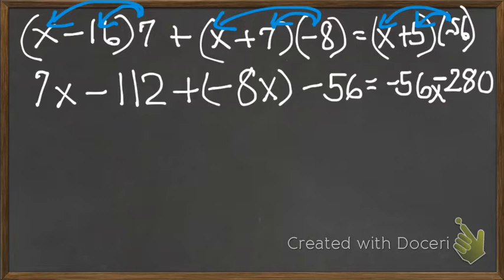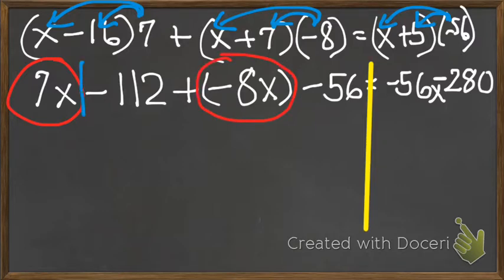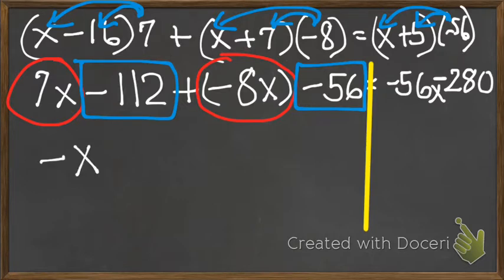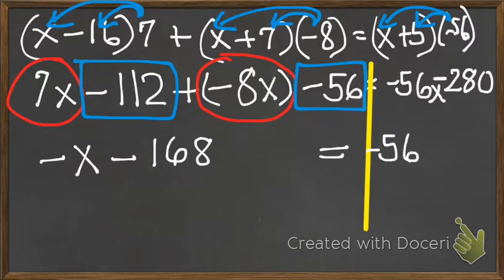Now, you combine the numbers that are on the same side. So, draw your line across the equal sign and start combining the numbers that are the same. I'll circle the x's and I'll box the constants. Do one side at a time. 7x minus 8x is negative x. Or you can write negative 1x. And negative 112 minus 56, since they're both negatives, we add our debt together and we end up with negative 168. Bring down your equal and the rest of the problem.